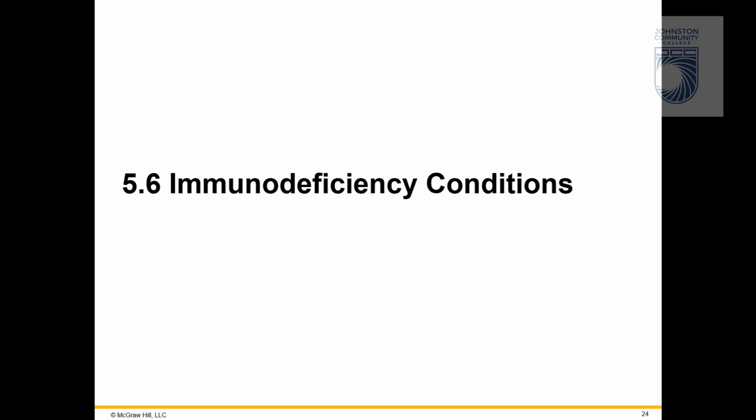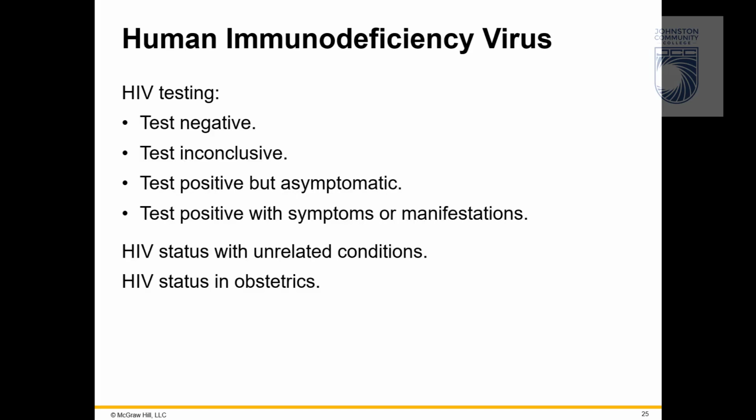Immunodeficiency conditions. Human immunodeficiency virus, HIV testing. They could test negative. Tests can be inconclusive. Tests can be positive but asymptomatic. Tests can also be positive with symptoms or manifestations. There is HIV status with an unrelated condition, and there's also HIV status in obstetrics.